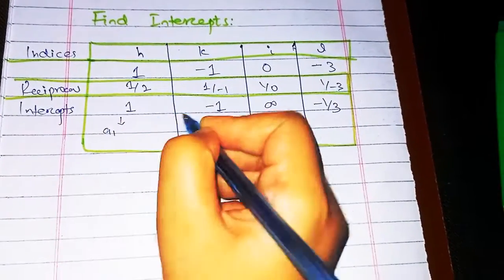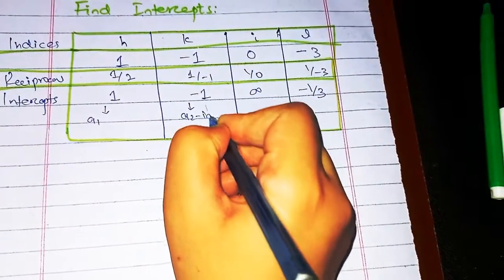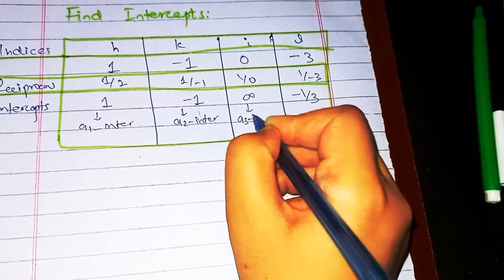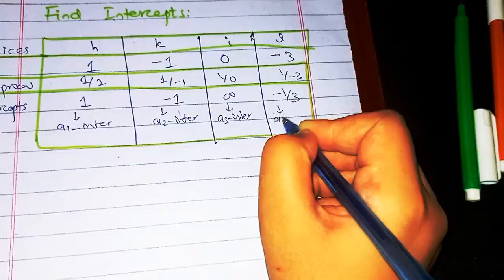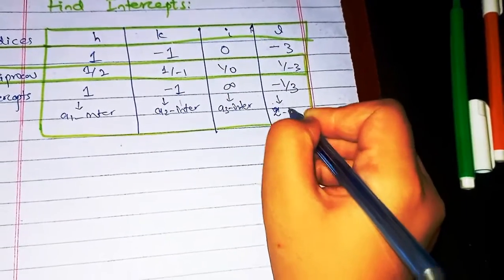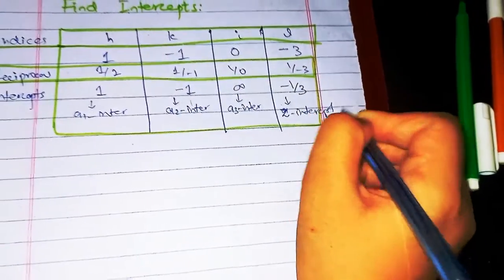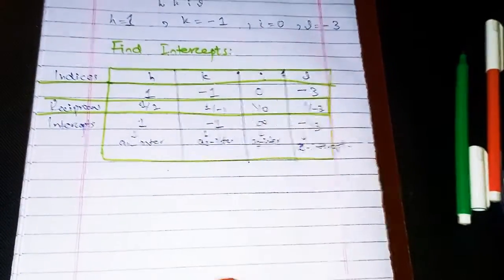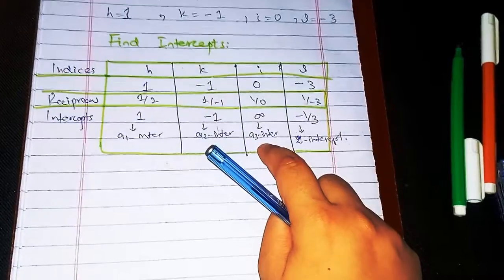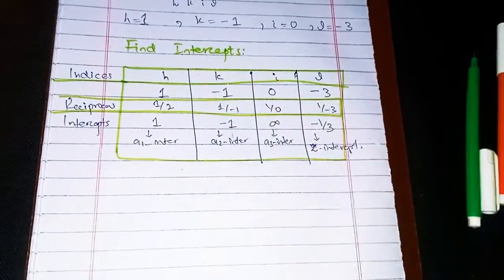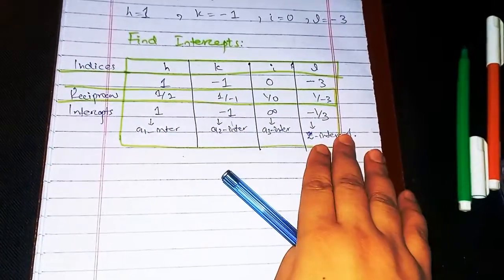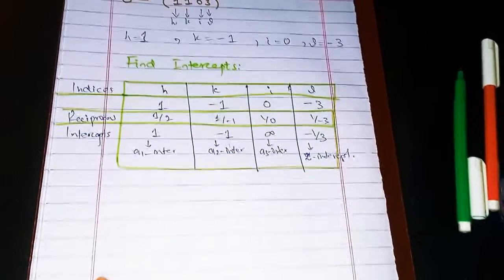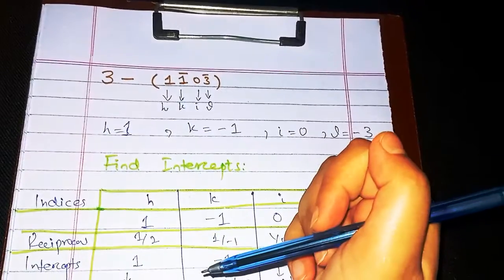So these are the intercepts. This is A1 intercept, this is A2 intercept, this is A3 intercept, and this is the Z intercept. We can see here that the A3 intercept is infinity, so we have to incorporate the A3 intercept into the process. All of the 4 indices will contribute and will help us to draw the plane which is defined by these Miller-Bravais indices.